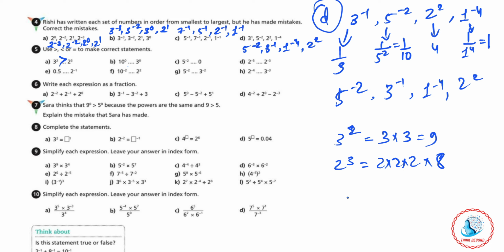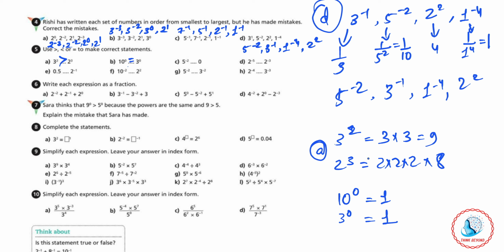Now question number B, 10 raised to power 0. Any number raised to power 0 is 1, right? And then 3 raised to power 0. Any number raised to power 0 is 1. So this is equal to.